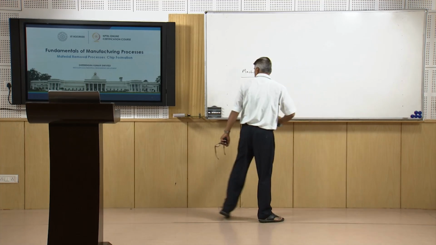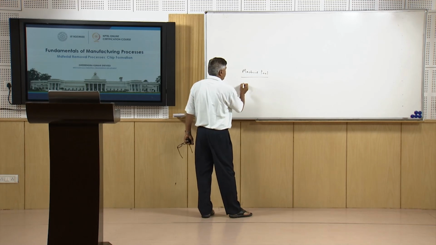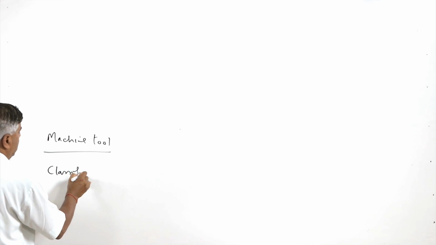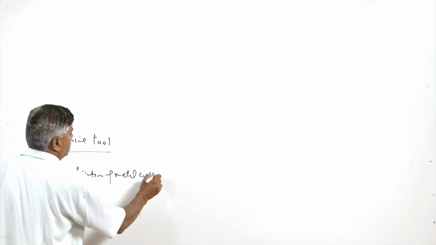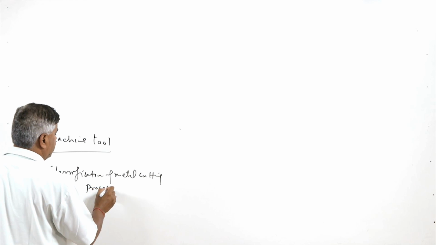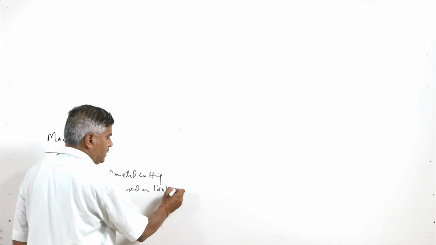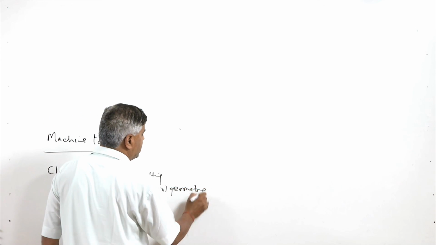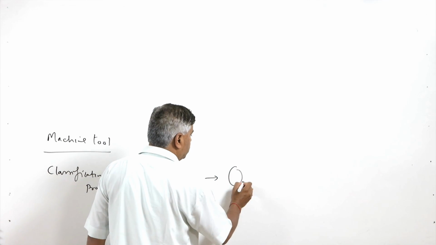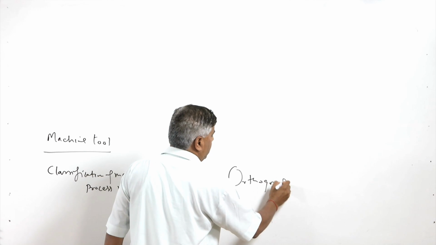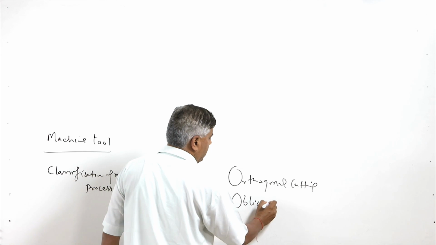Now, apart from the metal cutting, today in this presentation we will also talk about the classification of metal cutting processes based on the tool geometry and the way by which it interacts with the workpiece. One is orthogonal cutting and another is oblique cutting.